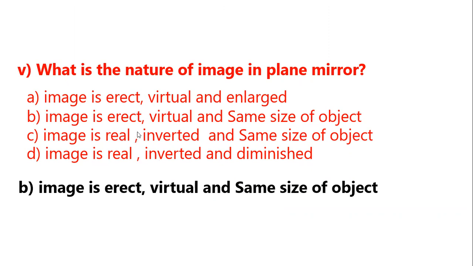Here, the image formed by a plane mirror can never be real. It will be erect, so virtual. Here, the answer will be option B: image is erect, virtual, and the same size as the object. Okay, let's move to the next. These are the 5 questions under 19. Among these 5 questions, you may answer any 4.